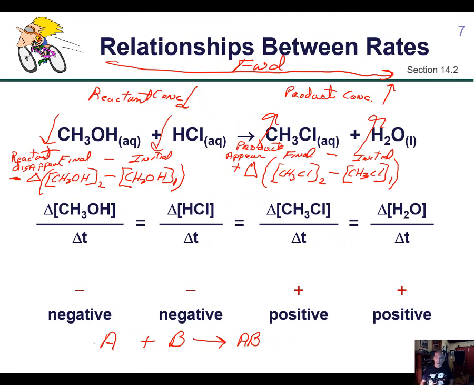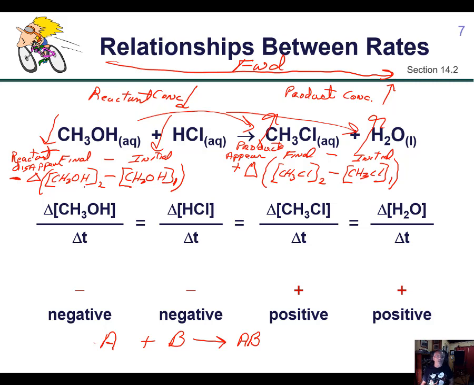Okay, let's take one more look at the relationship between rates of reaction. So here we have a reaction that's moving in the forward direction, methanol reacting with HCl to form chloromethane and water. And we know that as the reaction moves in the forward direction, the reactants are disappearing because they're getting used up. These two are getting used up to make our two products. So their concentration is going down.